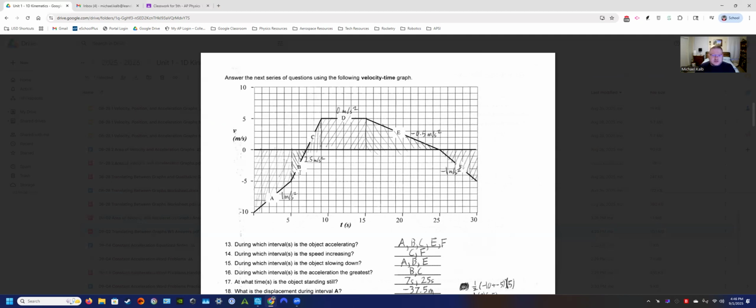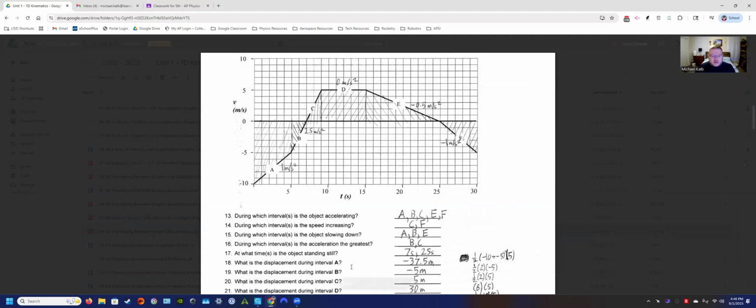When is the acceleration the greatest? Acceleration is the slope of the velocity graph, so the acceleration is the steepest along B and C. When is it standing still? Well, it's at rest, at least instantaneously, when the velocity is zero, when it crosses the axis at 7 seconds and 25 seconds.